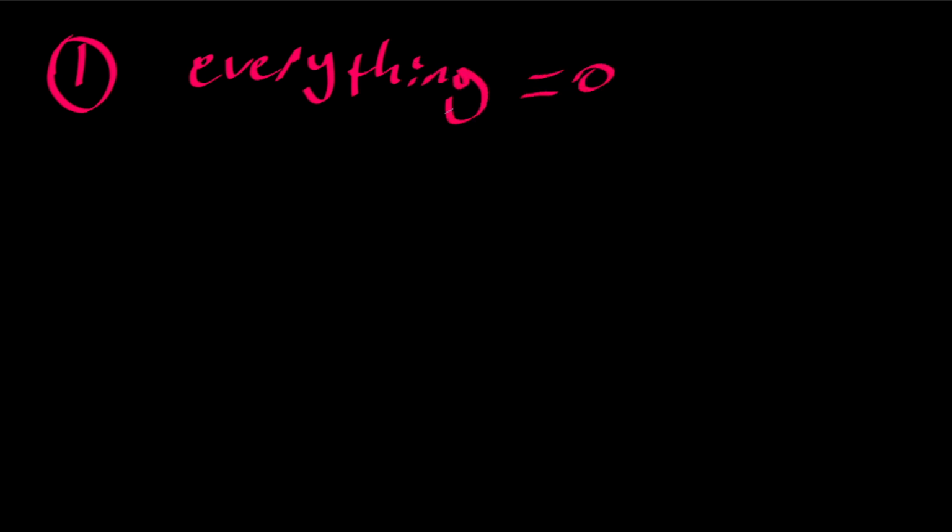So we want to make sure everything is on one side, like all the variables and all the numbers, and then we want to make sure we have everything equal to 0. Okay, so set everything equal to 0. Then we're going to actually factor.